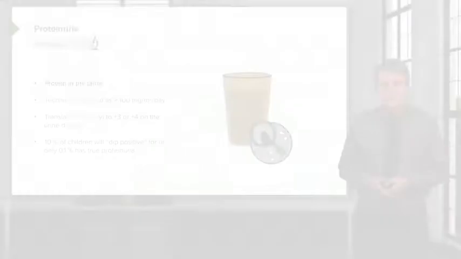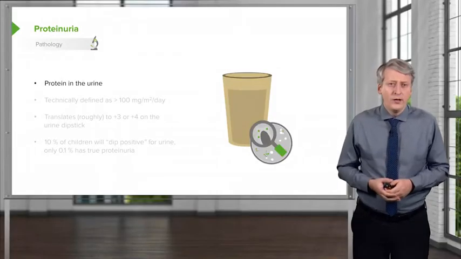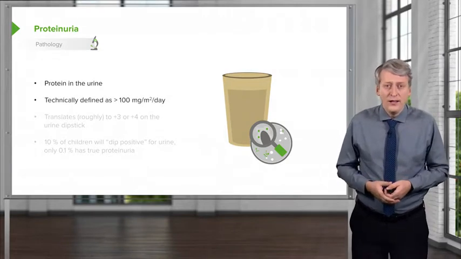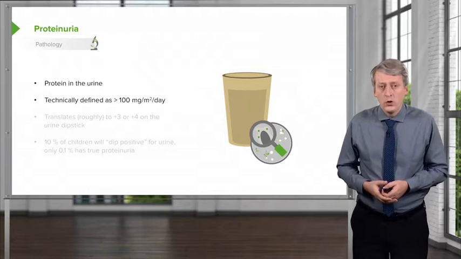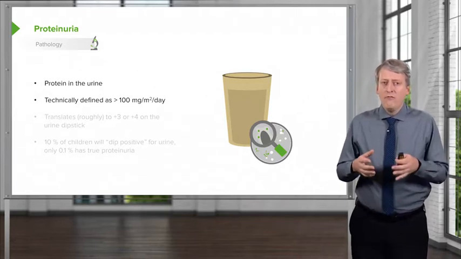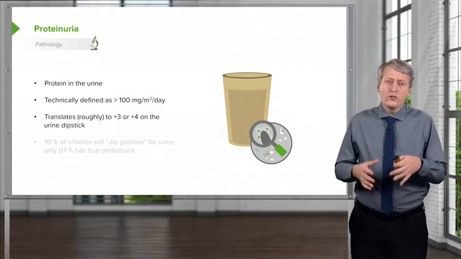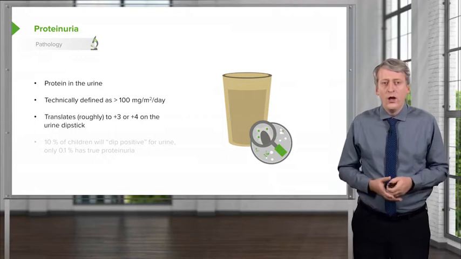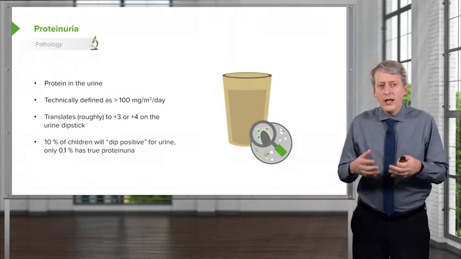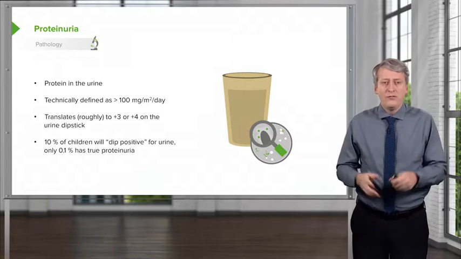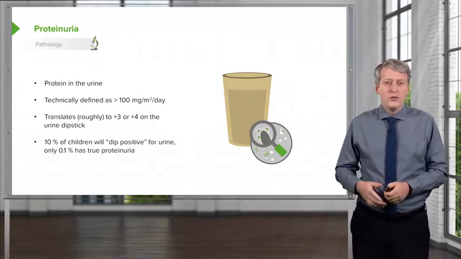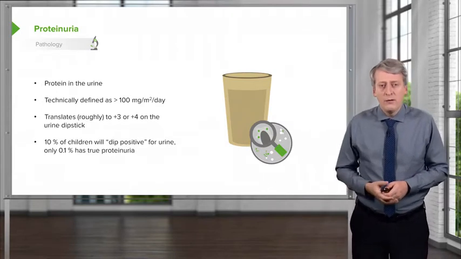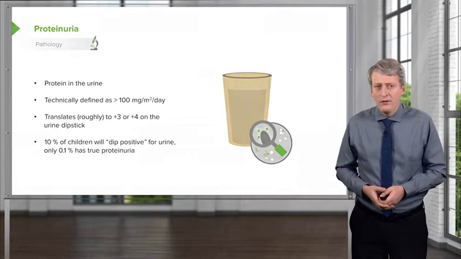Now what? Here's an asymptomatic child who has some protein in her urine. What do we do? Well, let's look at proteinuria. This is when you have protein in your urine, and it's technically defined as more than 100 milligrams per square meter per day. Very challenging to make that calculation. So this translates roughly to a dipstick value of +3 or +4. Around 10% of children will dip positive for protein, but only 0.1% have true proteinuria. So remember that a mild positive urine dip for protein is probably nothing to worry about.